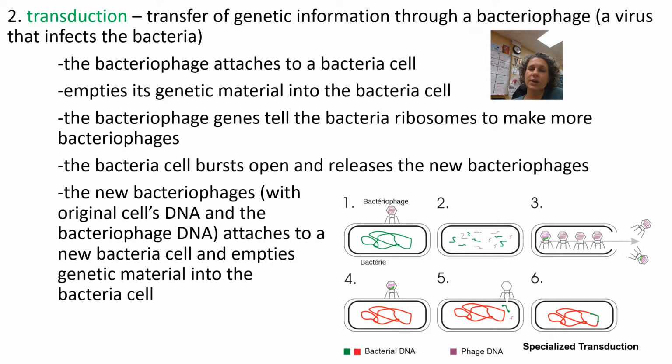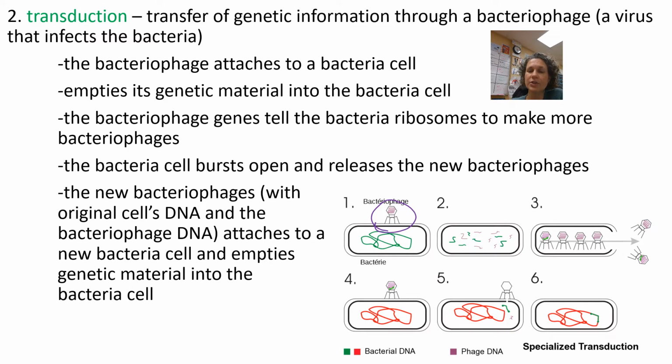This is the transfer of genetic information through a bacteriophage. That's a virus that infects the bacteria. So with this one, that bacteriophage attaches to a bacteria cell. That's what's happening in this first little picture. Here's the bacteria. Here is the bacteriophage. It attaches to a cell, and then it injects its own genes into that bacteria cell.